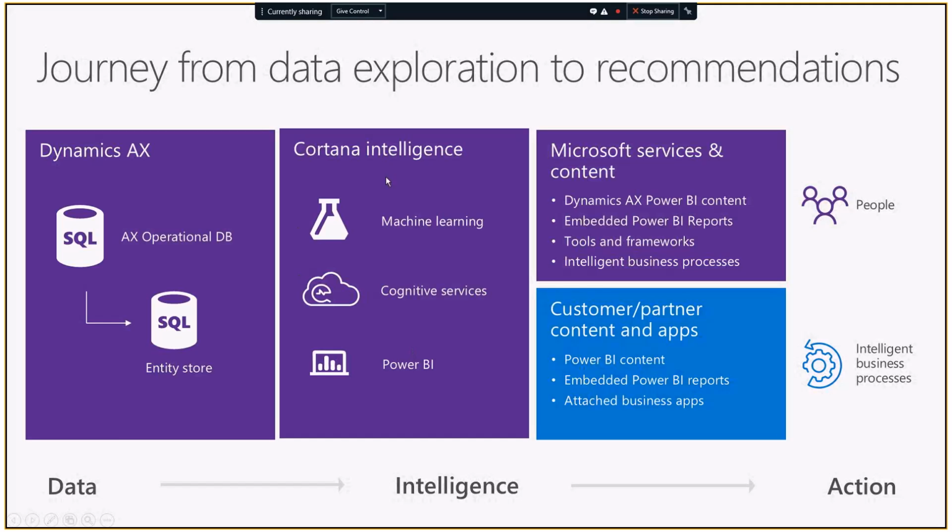So in the middle, you have some of your intelligence engines. These are cloud-hosted services. They're able to feed off of both of these data sources. However, we recommend that you try to source your data from the entity store. That is really the mechanism to use for any external extraction of AX data.